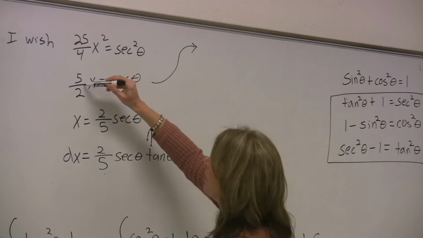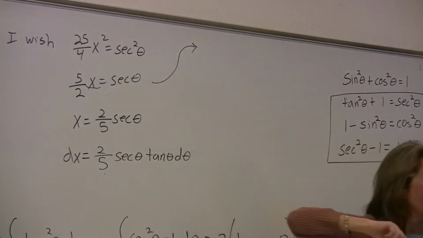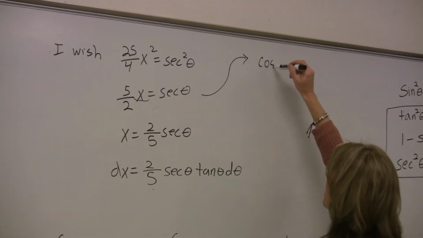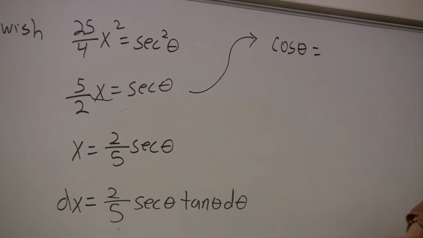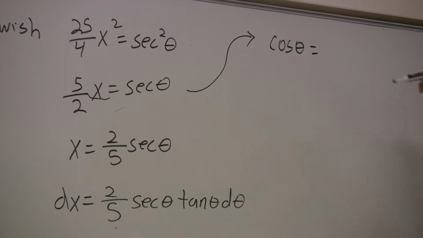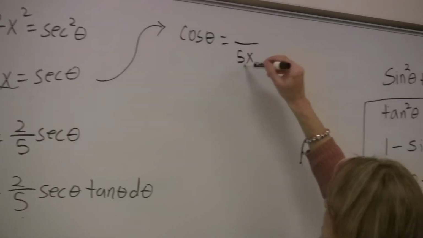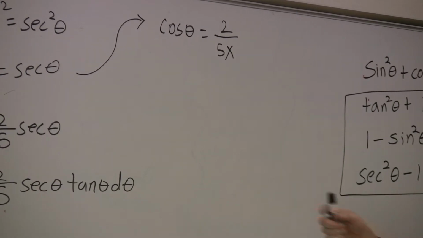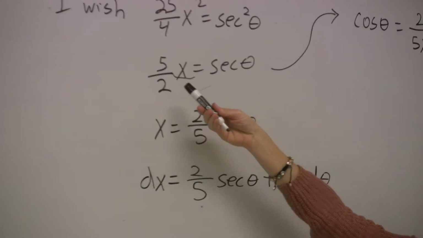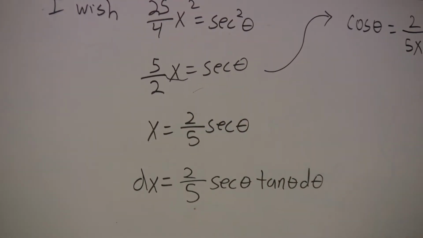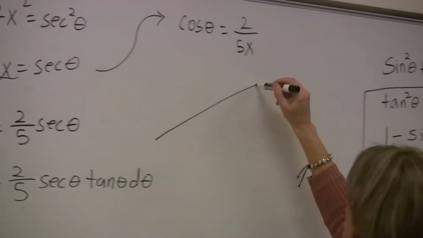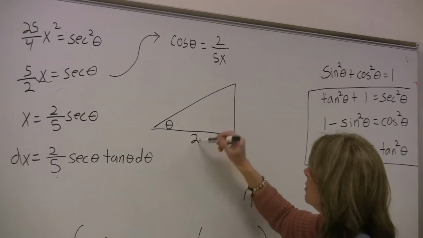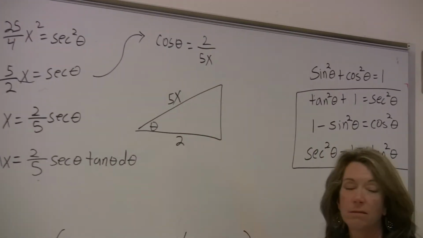So think of it this way, by the way, 5x over 2, right? So what can I say about the cosine of theta? It's 5x on the top, Jason said. Flipping it upside down, the reciprocal, 5x is on the bottom and 2's on the top. Now I can draw the beautiful picture. So it's 2 over 5x.